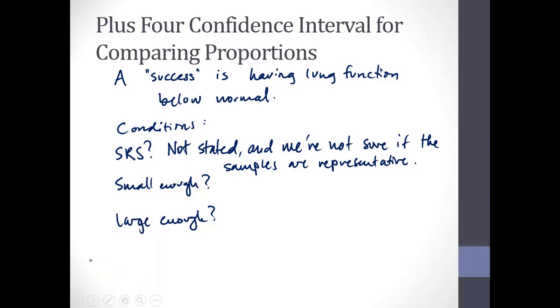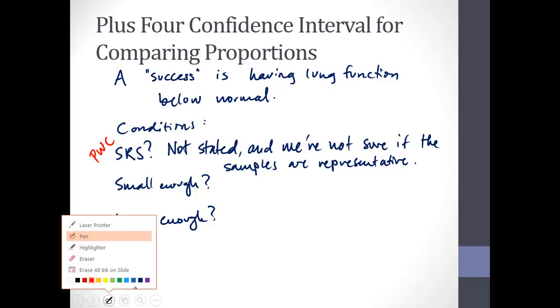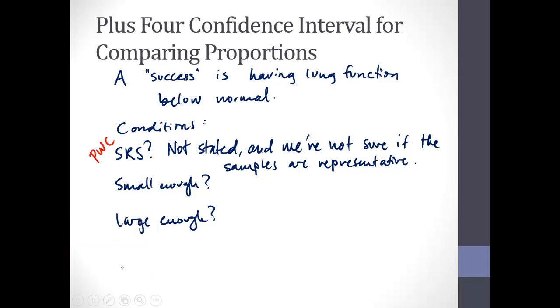So here we unfortunately have to do the usual bailout of, well, we can proceed with caution as far as that first condition. So again, we don't know. It's not stated if it's a random sample. We don't know that it's even necessarily representative, but for lack of anything better to do, we can at least see what the results are and then go from there.